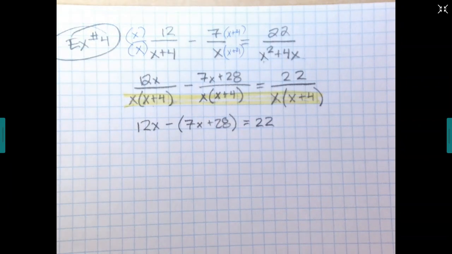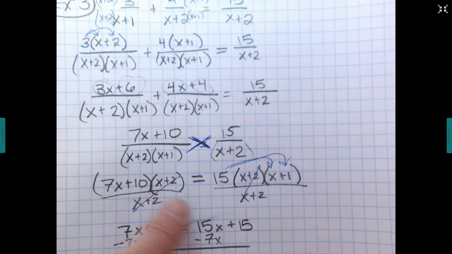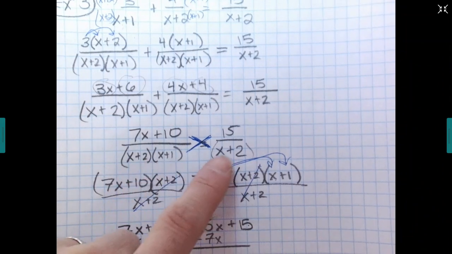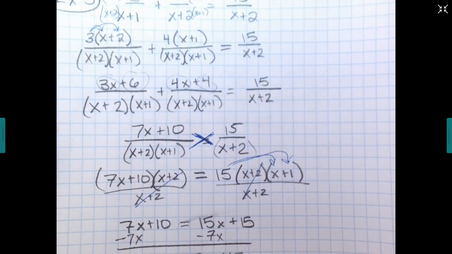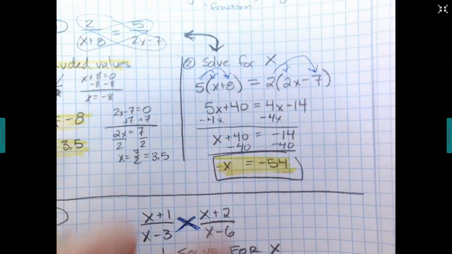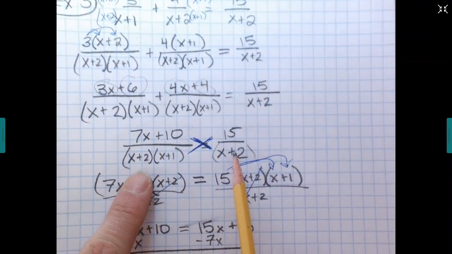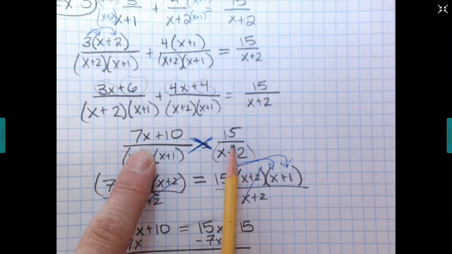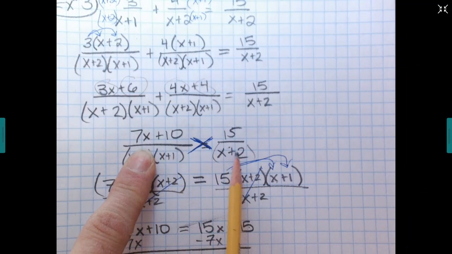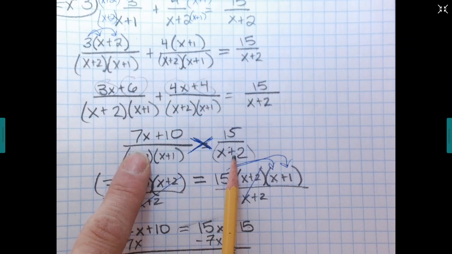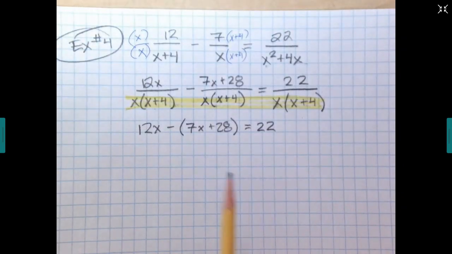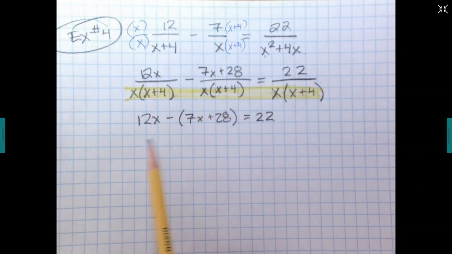Oh, you might say, well, wait a second, what about the other ones? Well, the other ones we never had the same denominators. They were always different denominators. This one actually, the x plus 2 was the same on both sides. So actually I could have gotten rid of it here and just multiplied these because I had the same denominator. I could have got rid of that earlier on. If I had the whole same denominator all the way across, I could just get rid of it.